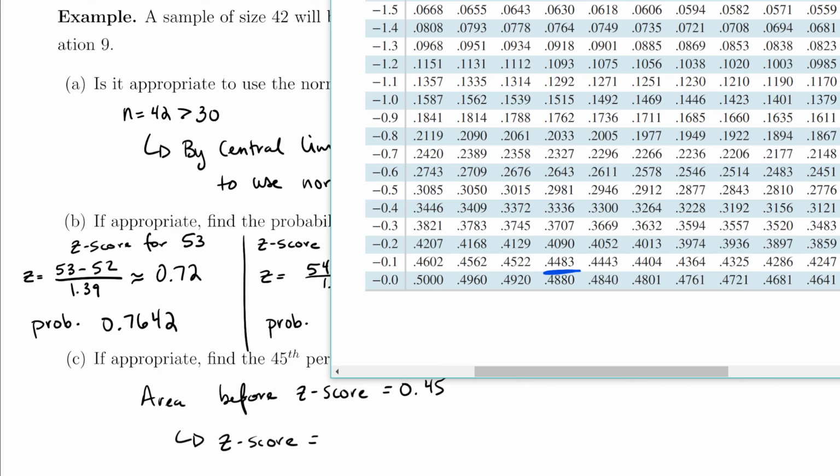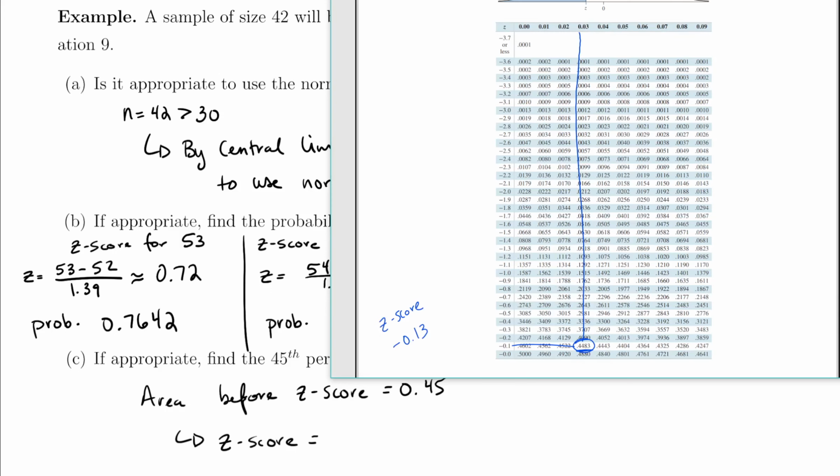So that will be the closer one. So now this is our area that's closest to 0.45. We see that comes from the beginning z-score of negative 0.1. Let's figure out what column this is in by zooming out. Okay. So it came from the 0.03 column. So this is a z-score of negative 0.13 that we're looking for.